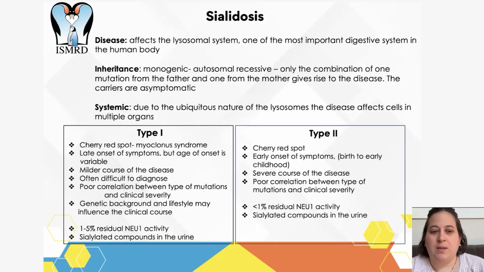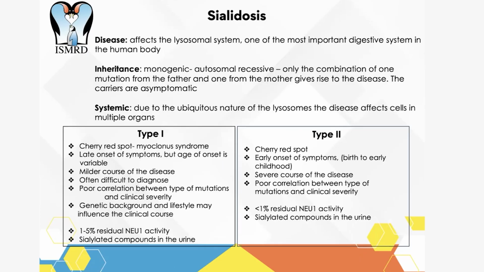Type 1 is the milder form. Onset is later in life. Patients tend to have a higher level of remaining neuraminidase activity. However, this is still very low compared to the normal, or healthy, I should say, population. Type 2 is the more severe form, and patients have very low to no residual neuraminidase activity, and the onset is very early in life, at birth or early childhood, and the disease course is very severe and typically fatal.